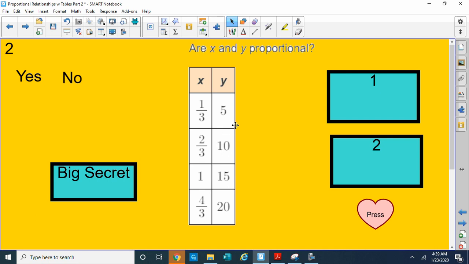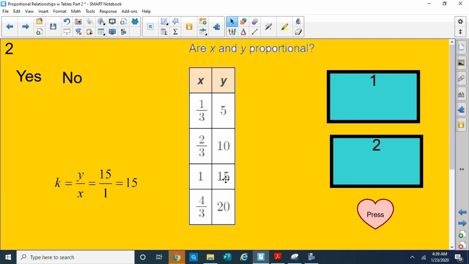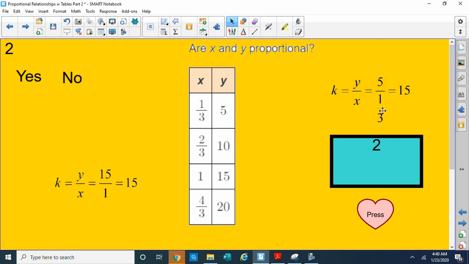Okay. So hopefully you said the correct answer. And now I'm going to use the big secret here. 15 over 1 gave us 15. So now I have to check this one. So 5 over 1/3. And let's click on that. 5 over 1/3, that gives you 15. Okay, so far I got 15 for this one, and I got 15 for that one.